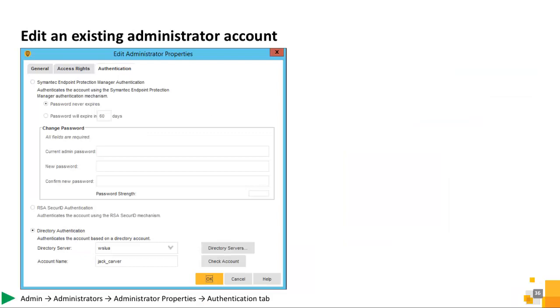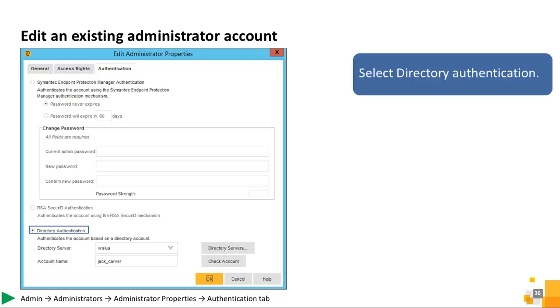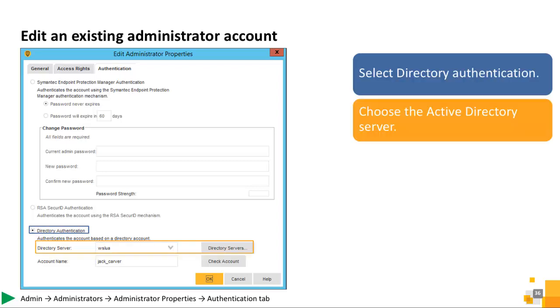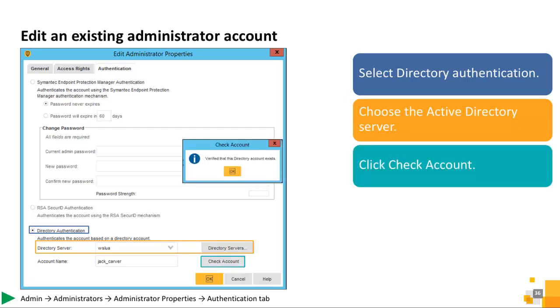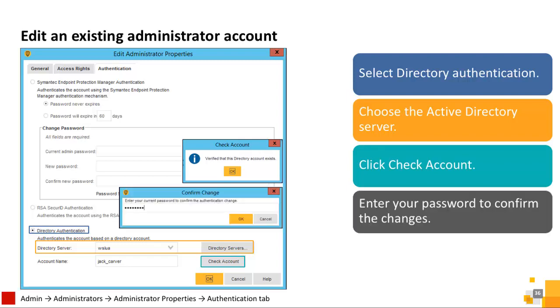Edit an existing administrator account by opening the Administrator Properties and clicking the Authentication tab. Select Directory Authentication, and then for Directory Server, select the Active Directory server configured in the Server Properties. In Account Name, enter the account name as it appears in Active Directory. Click Check Account, and you see Directory Account Authenticated. Click OK, and then enter the password for the SEP14 Administrator account currently logged in to confirm the changes.